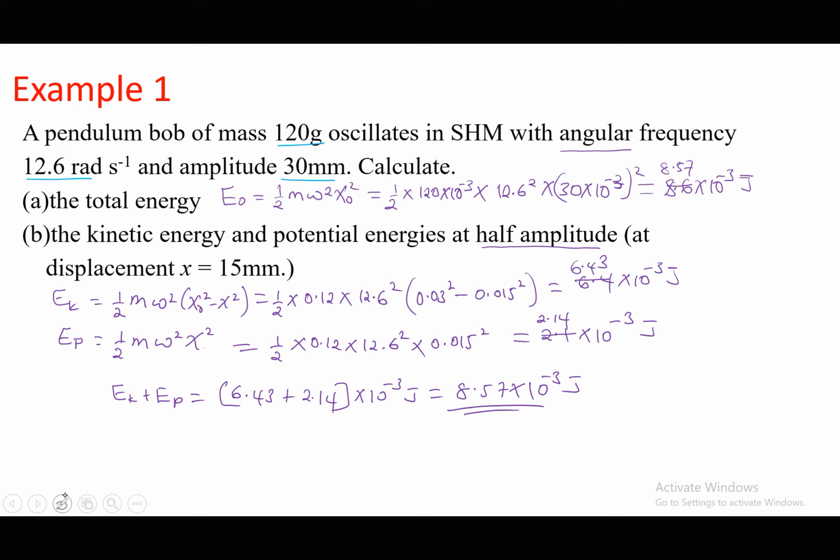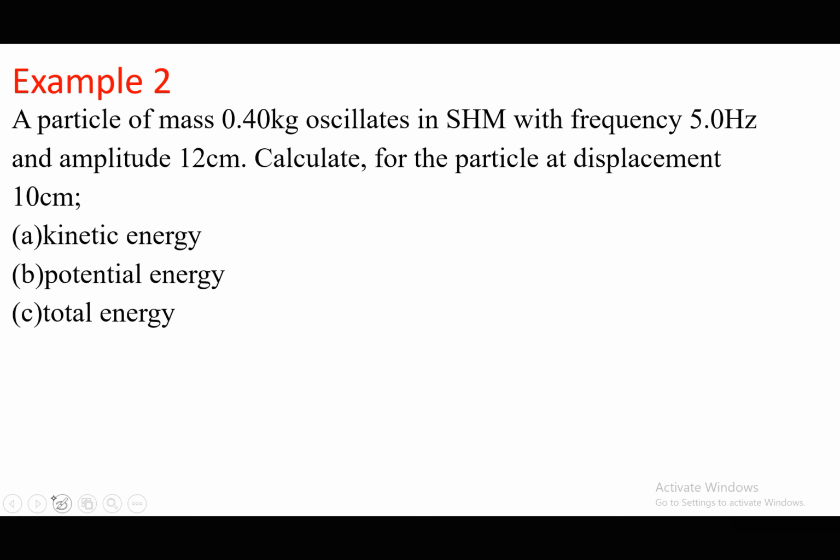Okay, example number 2. A particle of mass 0.4 kilograms oscillates in simple harmonic motion with frequency 5 Hz and amplitude 12 centimeters. Calculate for the particle at displacement 10 centimeters, kinetic energy, potential energy, and total energy.